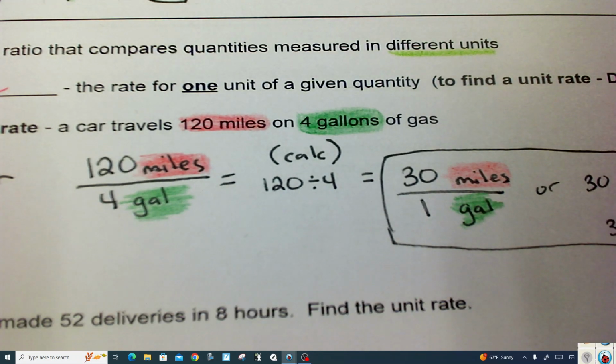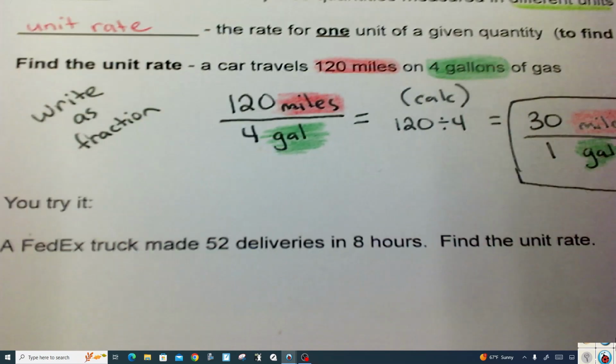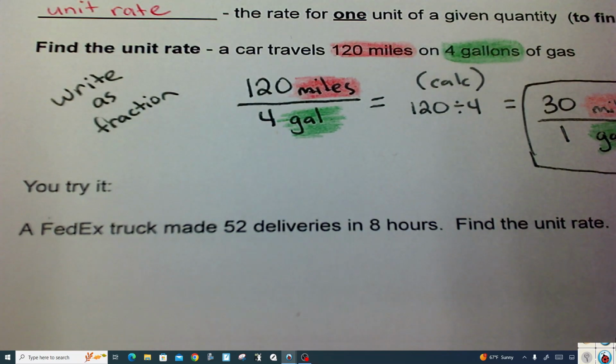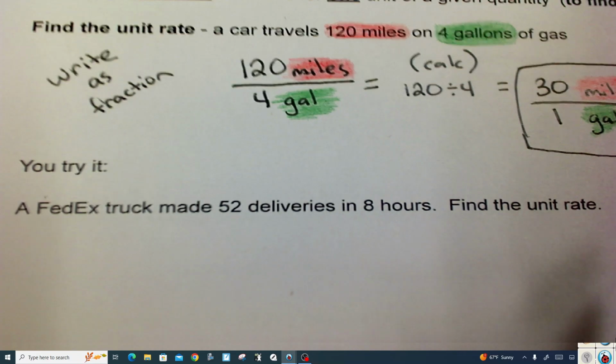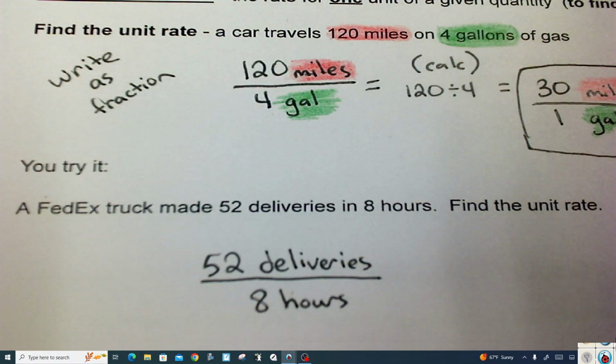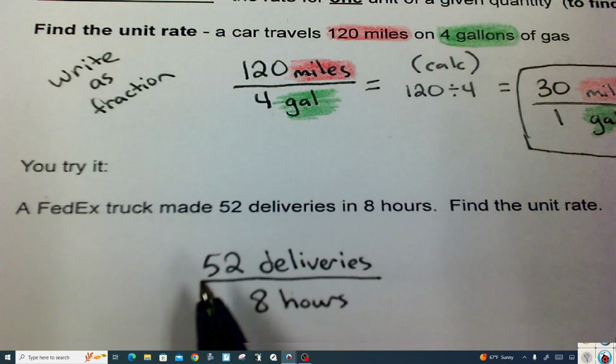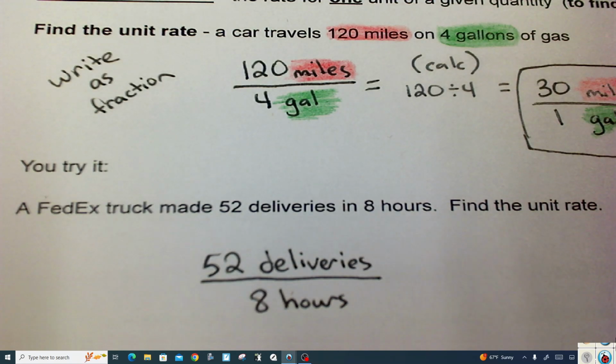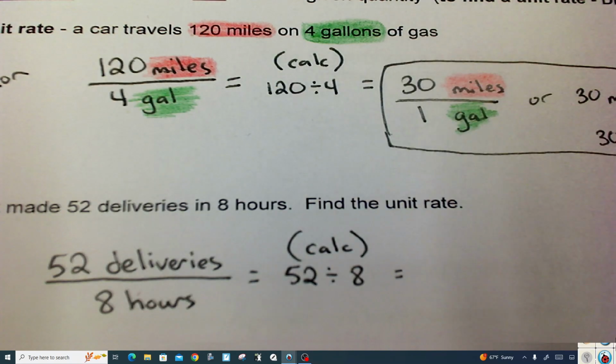So let's go do one last one right here. A FedEx truck made 52 deliveries in 8 hours. Please find the unit rate. Okay, let's write it as a fraction. They've got different units, so we're in good shape there. Let's go ahead and divide 52 by 8. And we get 6.5 for our answer.